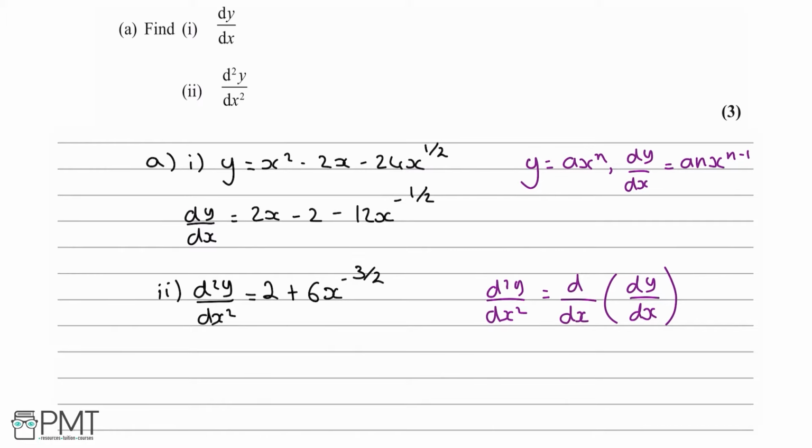There are 3 marks available for this question. The first 2 marks come from correctly differentiating y to get dy by dx. And then your third mark comes from correctly differentiating dy by dx to get d squared y by dx squared.